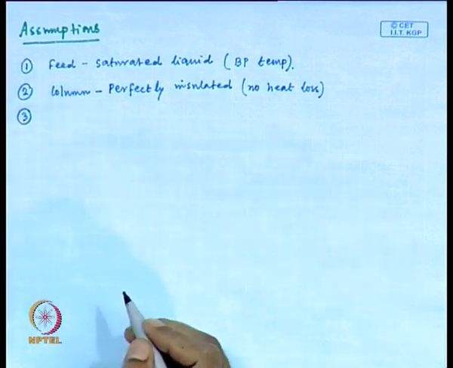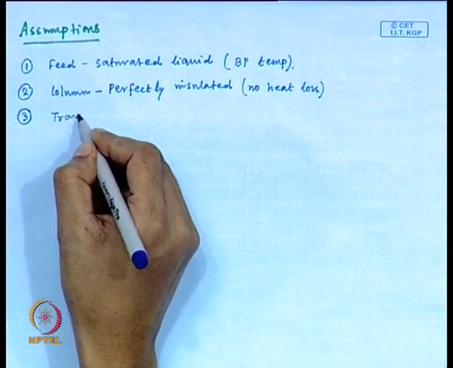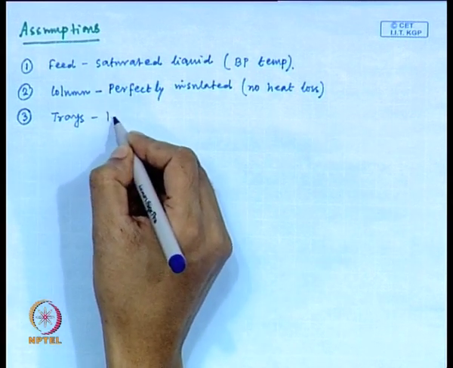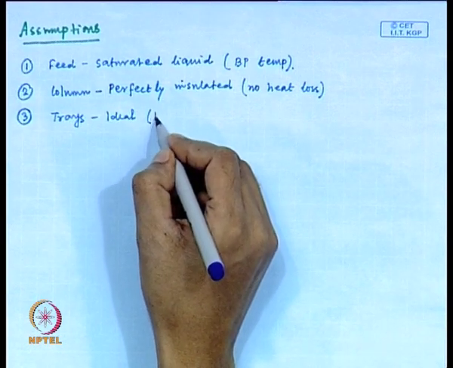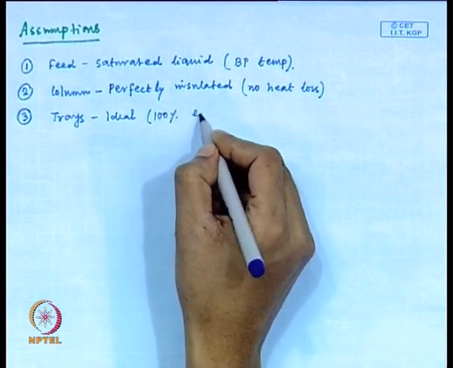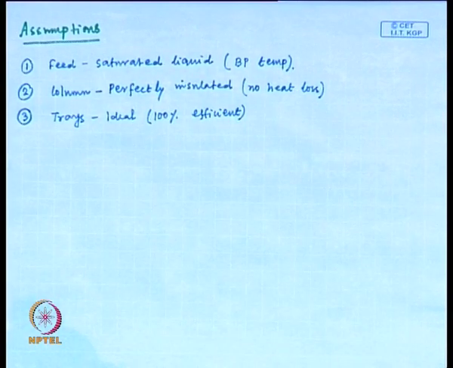Third assumption is all the trays are ideal. That means the trays are 100% efficient, or we can say tray efficiency is 100%. Fine. So, in this column we are considering ideal trays, 100% efficient trays.